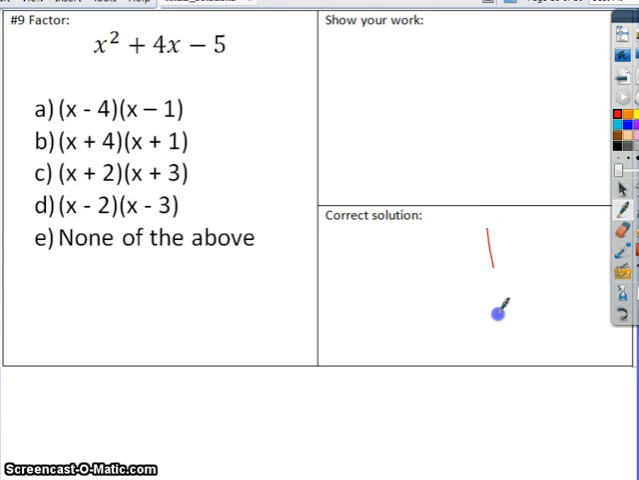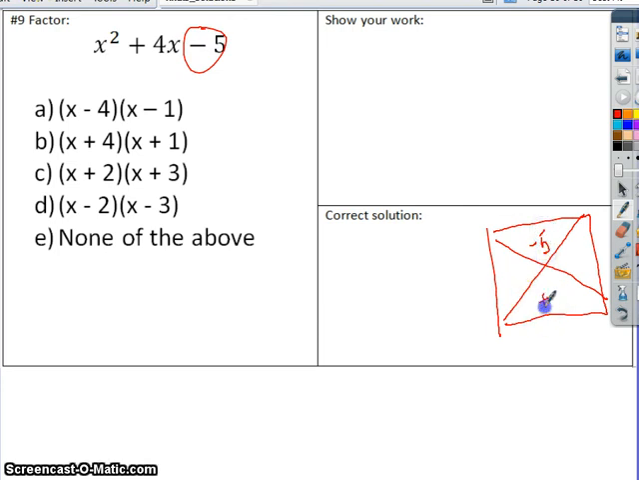Okay, for this one, I'm supposed to multiply to negative 5 and add to 4. So the ways to multiply to 5 are just 1 times 5 and negative 1 times negative 5. And so there is no obvious way of doing this. Okay, so these add to 6, not 4, and these add to negative 6. And so neither one of those work, and so the answer is none of the above.